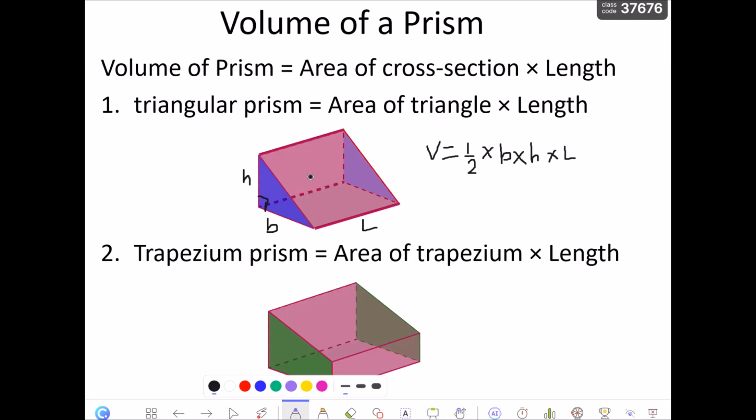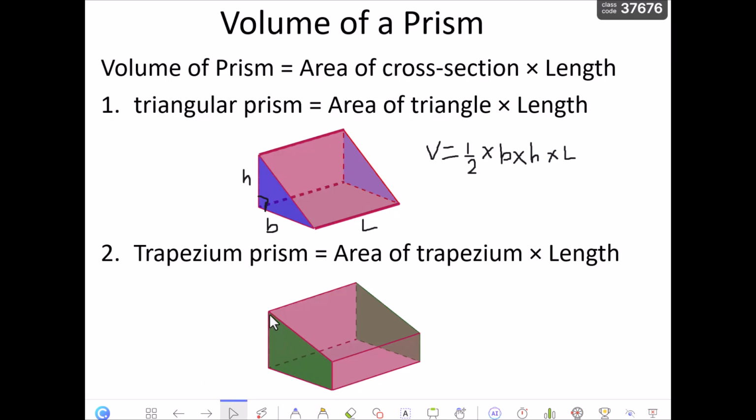So take note of that. So the area of the triangle times length. So area of triangle is half base times height. Then multiply it by the full length that the area goes across. So that is that. Now looking at this other shape, this is a trapezium.